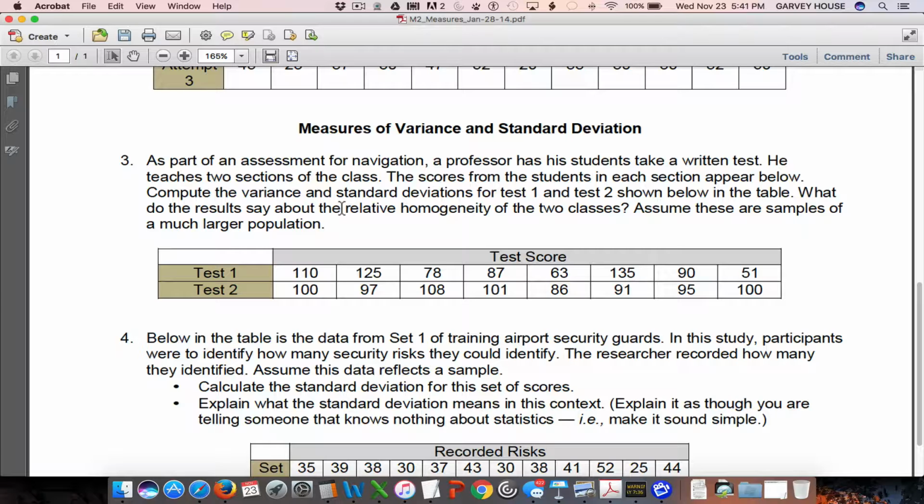Homogeneity is to similarity as heterogeneity is to dissimilarity. So lower variance is associated with homogeneity. Higher variance is associated with heterogeneity.